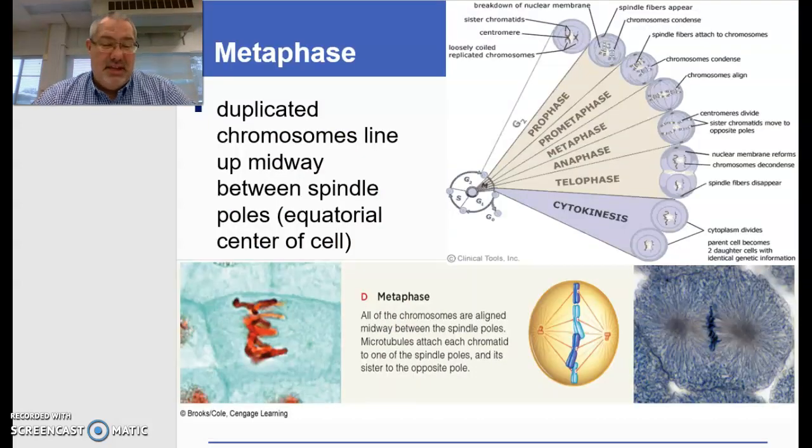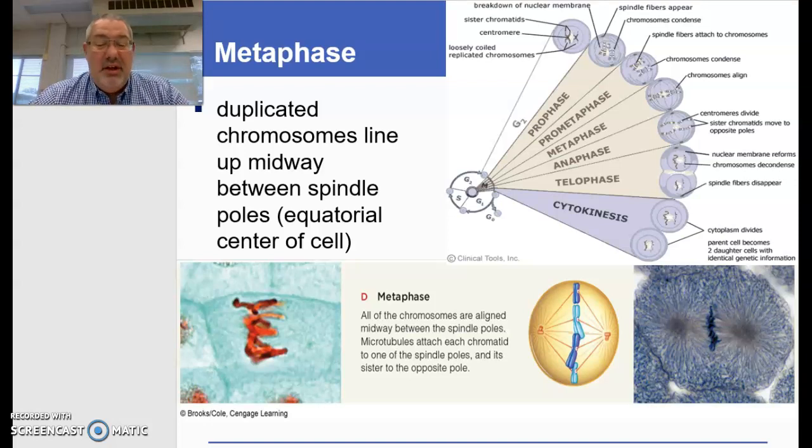Metaphase is when the chromosomes have migrated along these spindle fibers, and they have migrated to the equator, if you will, the equatorial plane, equatorial center of the cell. This is where the cell will actually split in half. The cytoplasm will split in the area where the chromosomes align during metaphase.